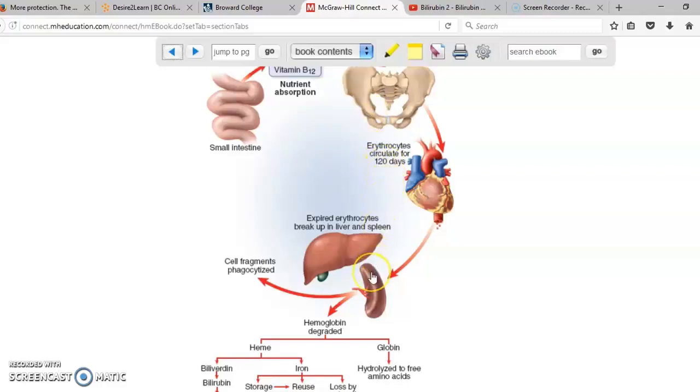What happens after 120 days? They get trapped in the spleen. What happens in there? The macrophages in the spleen are going to eat the hemoglobin by a process called phagocytosis. Here's the hemoglobin that was phagocytized by the macrophage. What are the components of the hemoglobin?